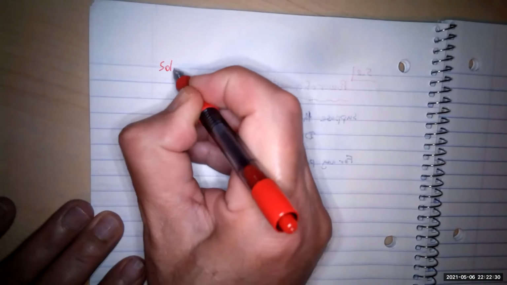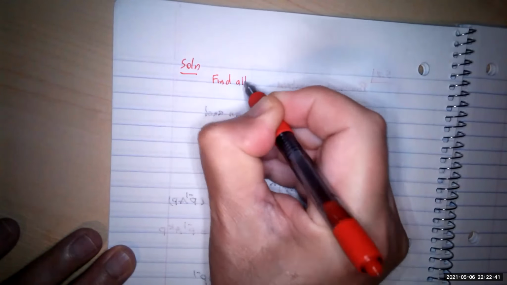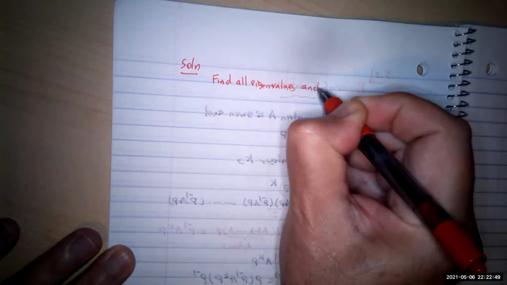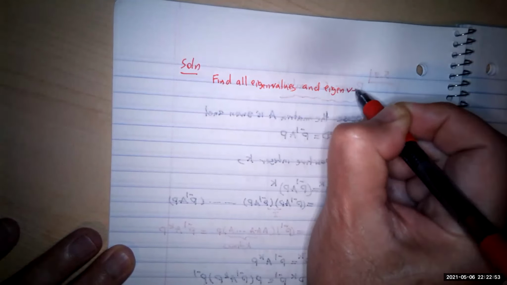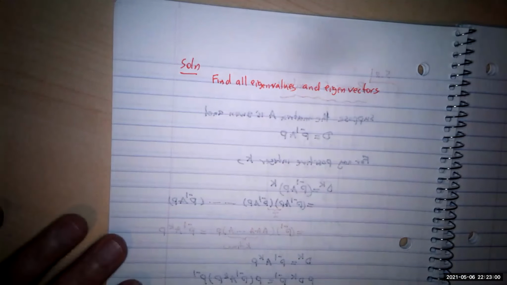Okay, so let's go on and find the eigenvalues and then the eigenvectors to get these numbers. This is going to be the situation that we are going to have. So the solution is going to be this. We are going to find all eigenvalues first, and eigenvectors corresponding to those eigenvalues, as usual.